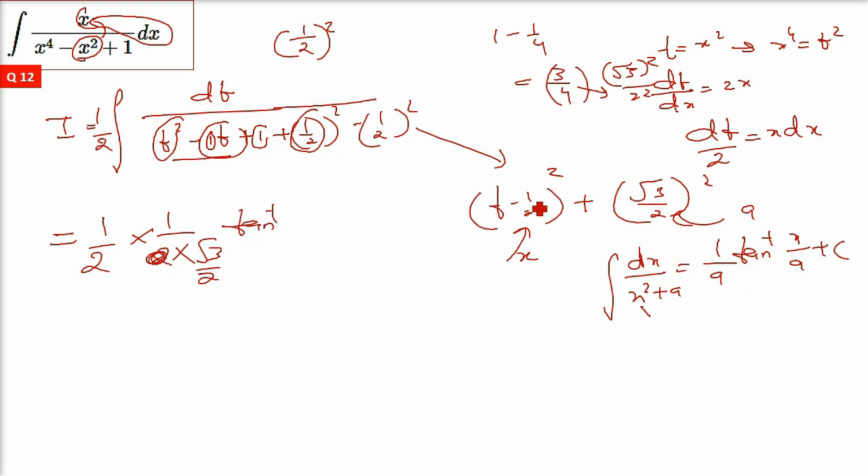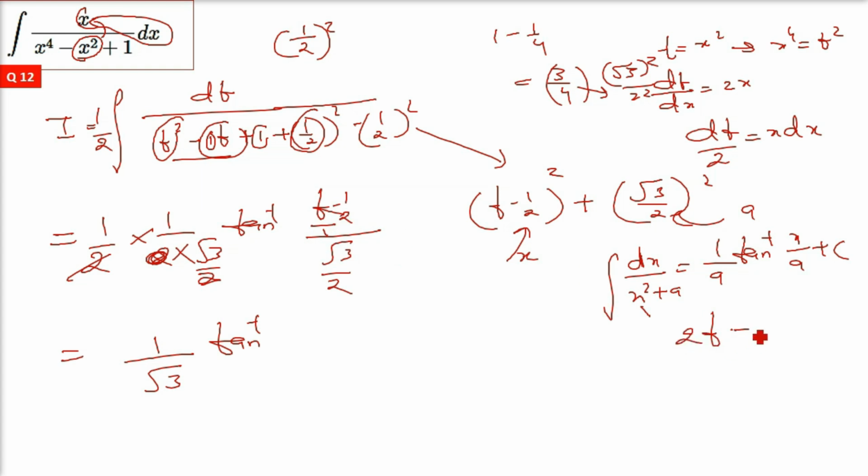Tan inverse x by a. X is what? T minus half. And what will be a? It will be root 3 by 2. So this 2 gets cancelled. 1 by root 3 only will remain. Then the tan inverse, then t minus half divided by root 3 by 2. This t minus half will become 2t minus 1 divided by 2. Root 3 by 2 is already there in the denominator, 2 will get cancelled. 2t minus 1 by root 3 will come.